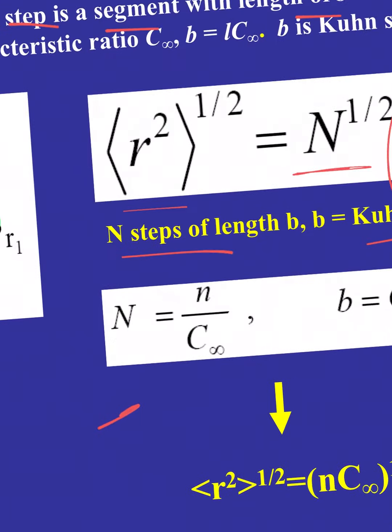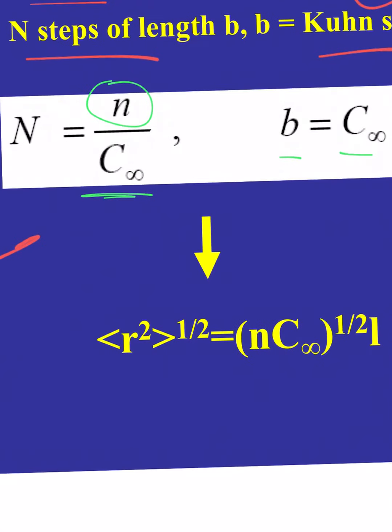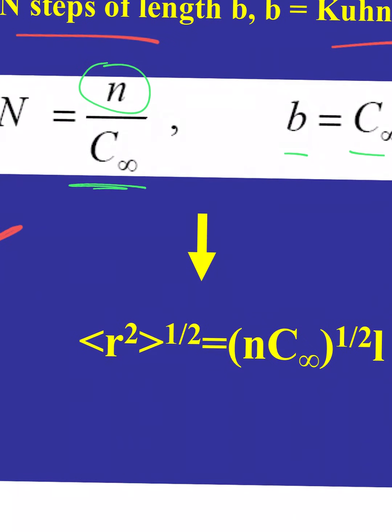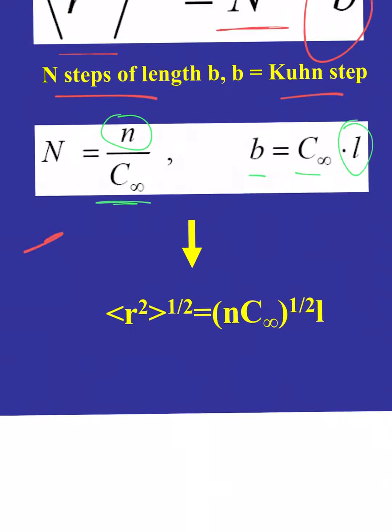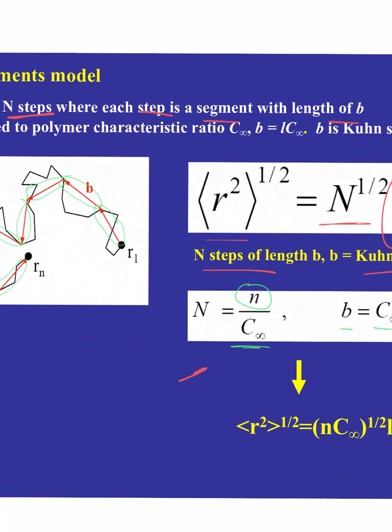And we can think about n, depending on the context, being equal to this value of the number of carbon-carbon bonds divided by the characteristic ratio. b then is equal to the characteristic ratio times L, which is that length again, 0.154, for the most part, meaning that we end up with a formula for the root mean square distance being equal to the quantity n C sub infinity to the 1/2 times L. So it gives us the same result in that context, but involves a different overall approach to getting to that result.